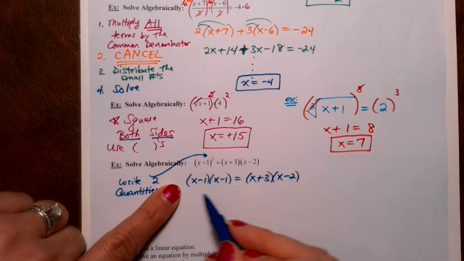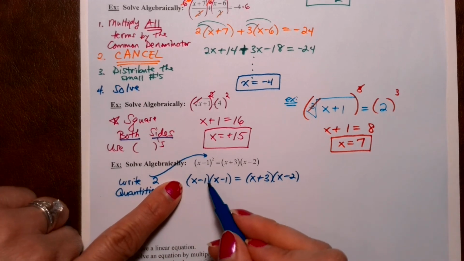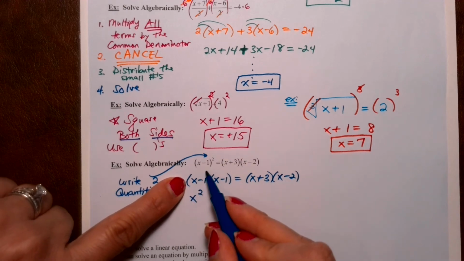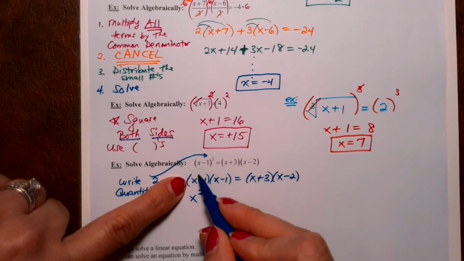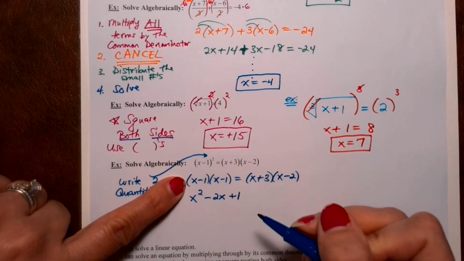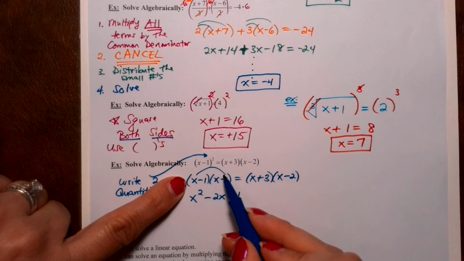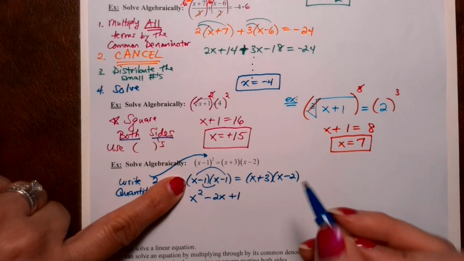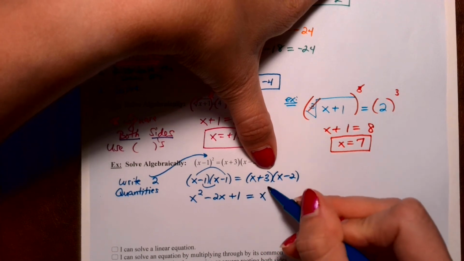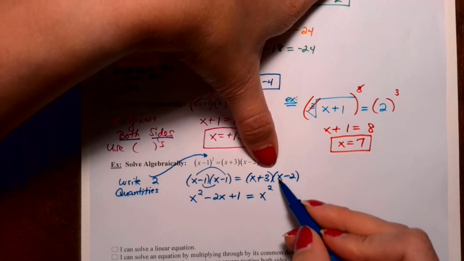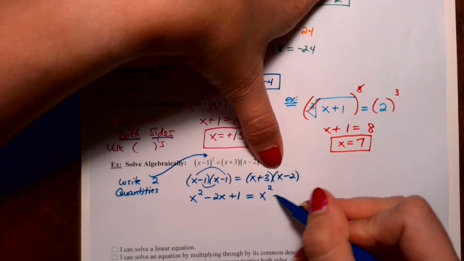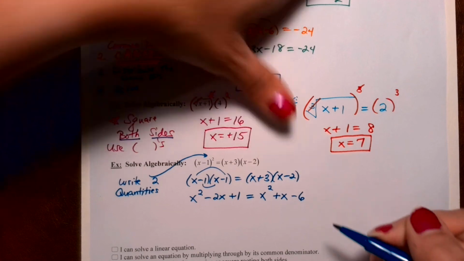Oh, I see what I have to do. I have to FOIL this out. So if I do firsts, if I do outers and inners together, minus x, that's minus 2x plus 1. See if you can start doing your outers and your inners at the same time. Over here, let's do the same thing. It's going to be x squared. What do the outers and the inners make when you combine them? Yeah, it's going to make plus x minus 6.